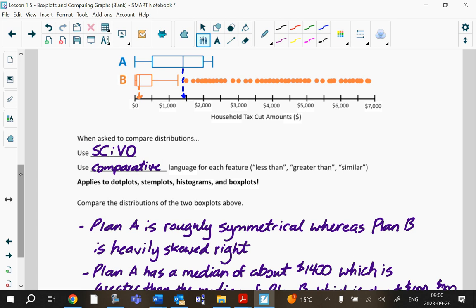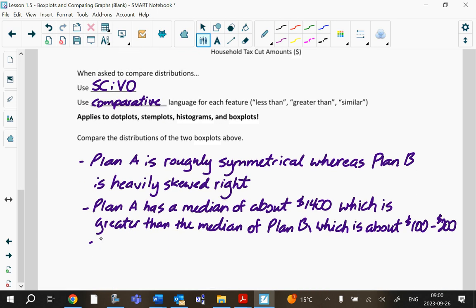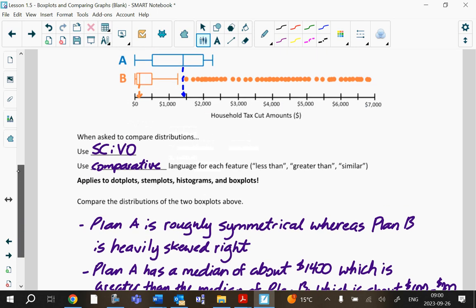So plan A has an IQR of about $500. What's that? What? 2,000, 1,500.